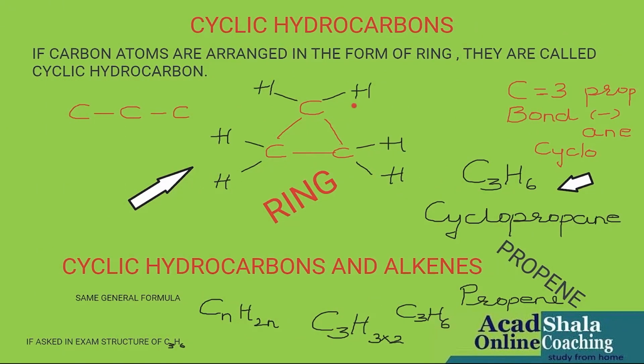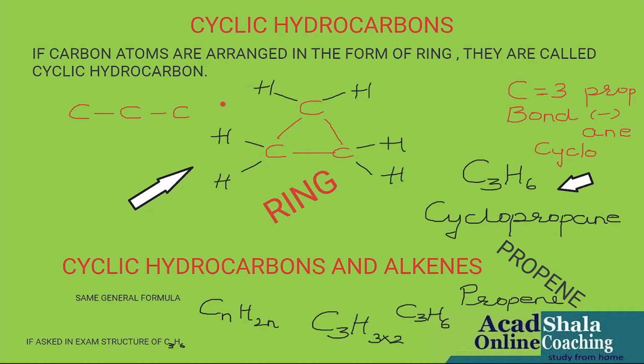So the first one, that is, what are cyclic hydrocarbons? We need to know it. If carbon atoms are arranged in the form of ring, I repeat, if carbon atoms are arranged in the form of ring, they are called cyclic hydrocarbons.